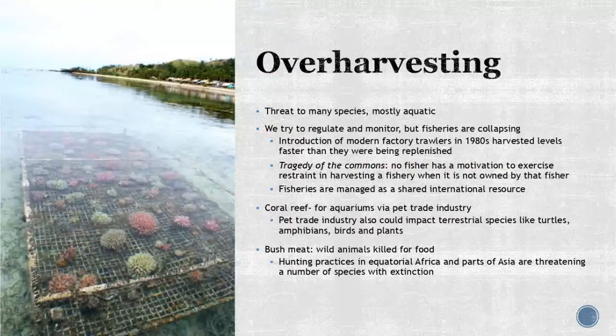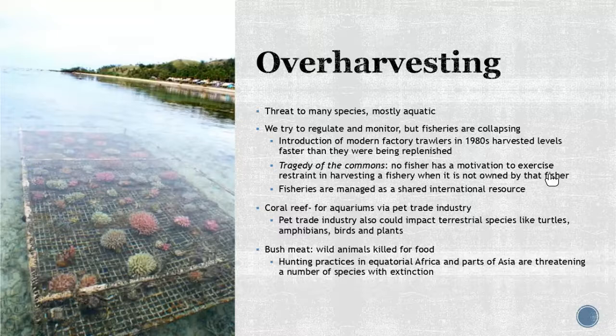Now, overharvesting is another big one because a lot of our species are aquatic and we use a lot of that for food sources. And we have been getting better about monitoring the fisheries. There was a time where we were harvesting faster than the levels were being replenished. Now, we have this problem called the tragedy of the commons, where no fisher has a motivation to exercise restraint when harvesting because it's money.